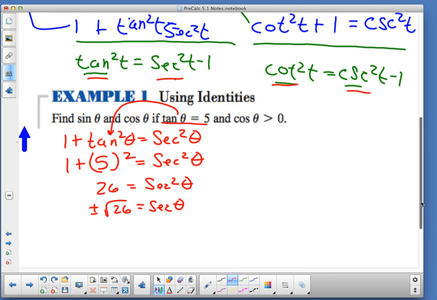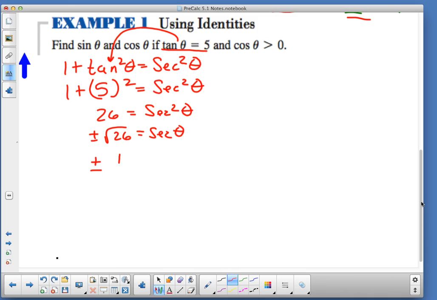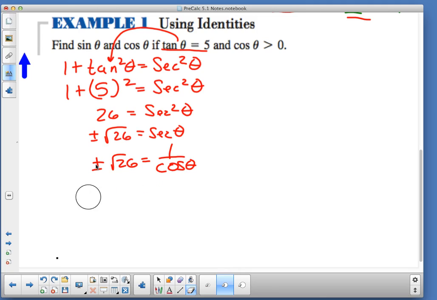And now we're talking about finding sine and cosine. So I'm going to find cosine because remember, cosine and secant are reciprocals of each other. And since they're reciprocals of each other, I can now look at this and say, well, plus or minus 1 over the square root of 26. Excuse me, let's talk about that so you can see what I'm doing. In my head, I'm thinking this is 1 over cosine theta. Now let's do the reciprocal and find out that plus or minus 1 over the square root of 26 is actually cosine theta.